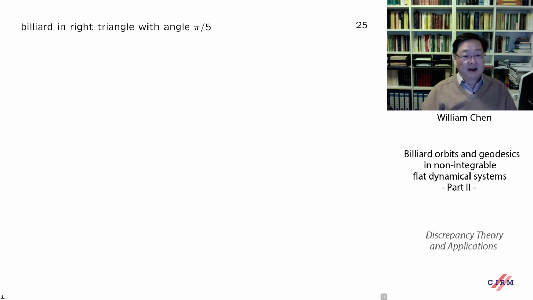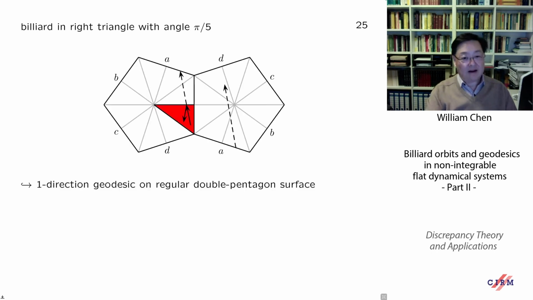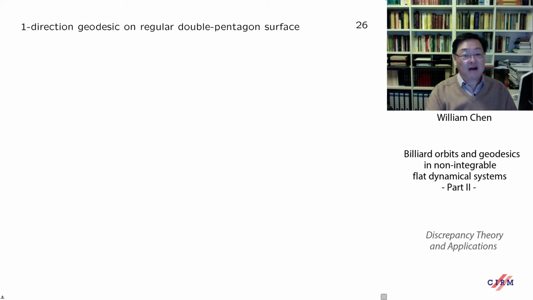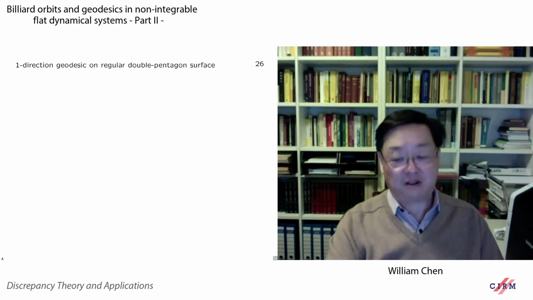Next, let us play billiard in a right triangle with angle pi over 5. It turns out that using unfolding, we can reduce the problem to a problem concerning one direction geodesic on the regular double pentagon surface. A double pentagon, not a single one, double pentagon surface. So now let us look at one direction geodesics on the regular double pentagon surface.